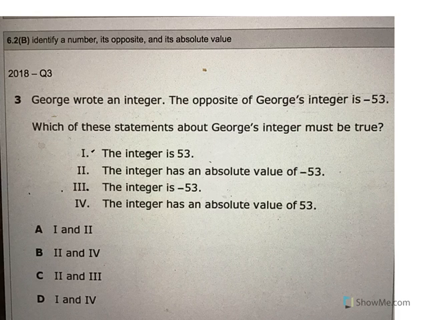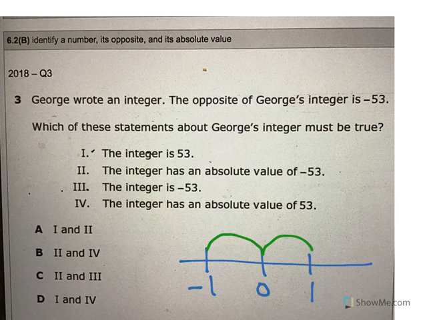Now first let's talk about what opposites are. An opposite of a number: the opposite of 1 would be negative 1. Why? Because it's on the opposite side of 0 on a number line. So the opposite of negative 1 would be positive 1. So ultimately, how do you find the opposite of a number? Well, you just multiply it by negative 1.